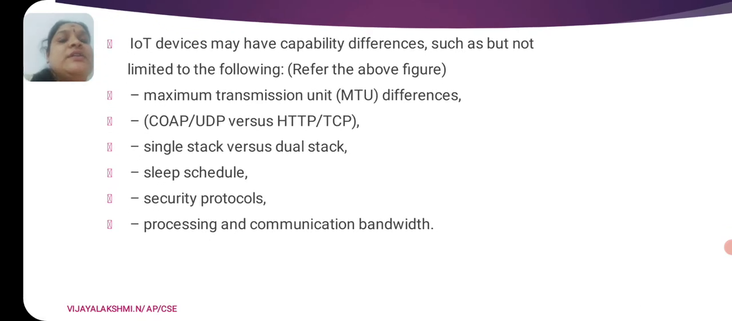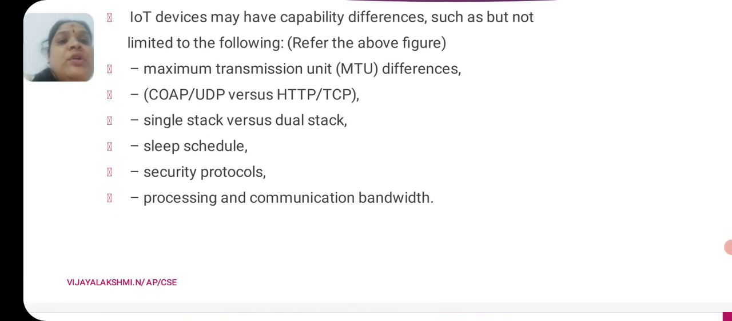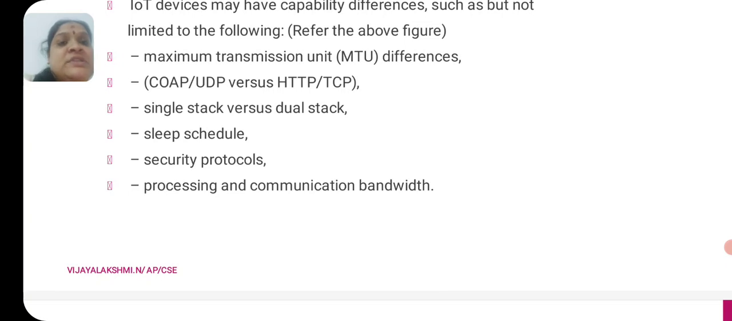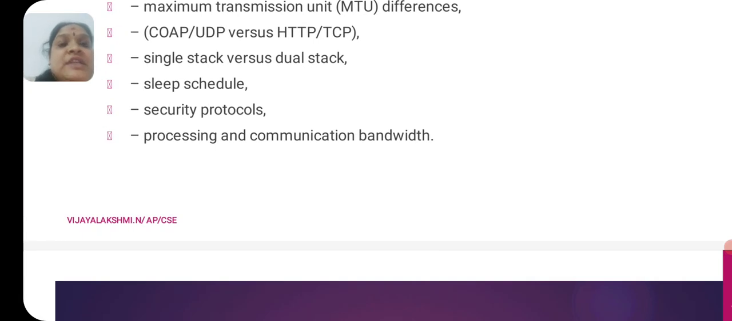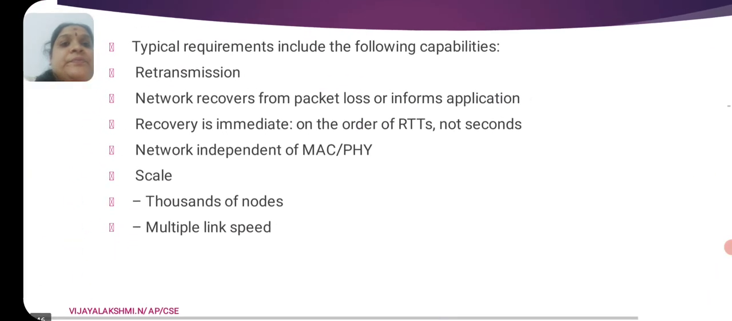So here the capability should be that it should have a maximum transmission unit, and we should use CoAP or UDP, that is the constrained protocol. CoAP is nothing but the Constrained Application Protocol. We need to decide whether to use CoAP or HTTP, whether it is single stack or dual stack. We need to check for sleep schedule, and we need to check for security protocol, etc.